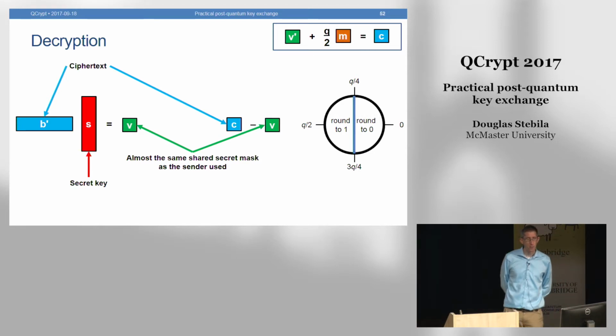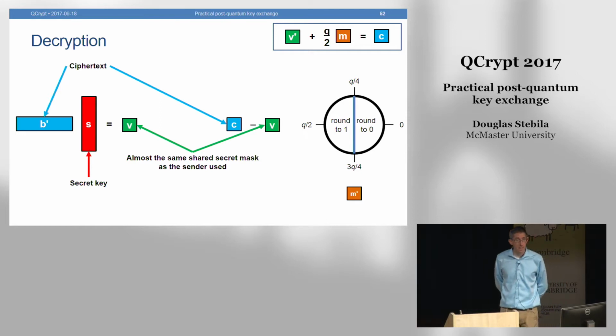If there was no noise, then we'd be left with either q on 2 or 0. If it was q on 2, I would say the message was 1. And if it was 0, I would say the message was indeed 0. We're going to have some noise, and so we'll apply a rounding rule. If the result of C minus V is closer to q on 2, I'll say that that decrypts to 1. And if it's closer to 0, I'll say that it decrypts to 0. This will be the recipient's copy of the message, M prime.